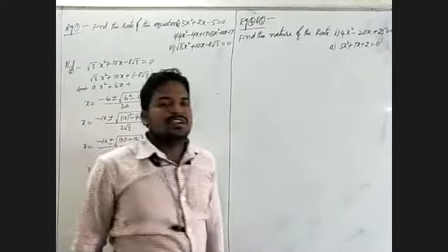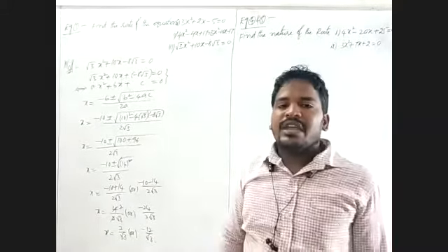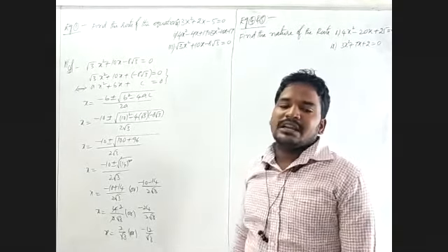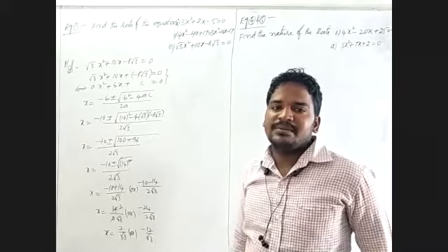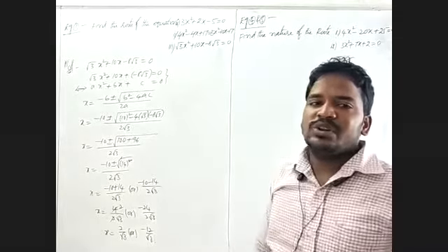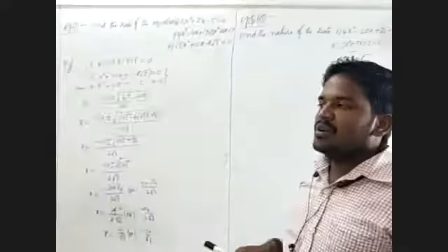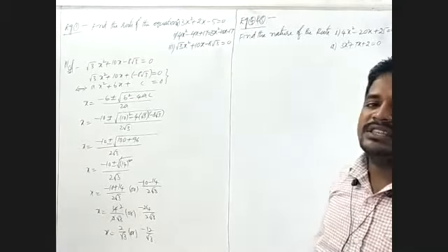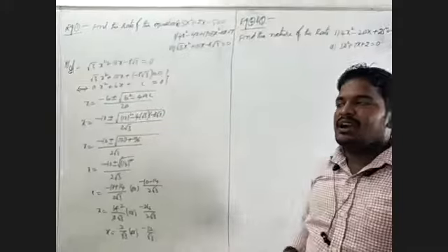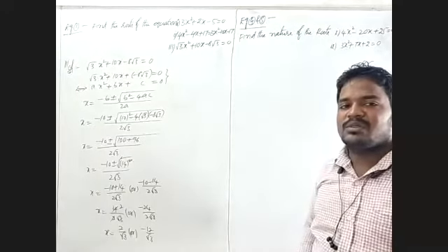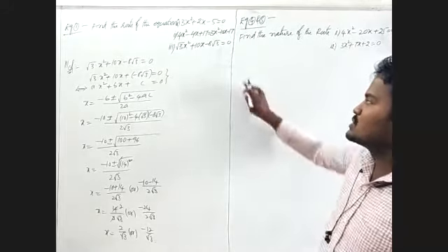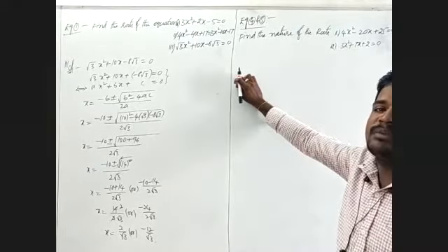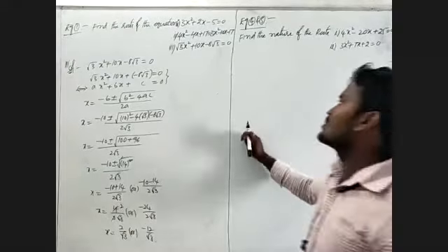In the previous class I told you about the discriminant. If ax² + bx + c = 0 is a quadratic equation, then delta = b² - 4ac is called the discriminant. The nature of roots has three conditions. First, delta greater than 0 means the roots are real and distinct. After that, delta equal to 0 means the roots are real and equal. Third, delta less than 0 means no real roots, or imaginary roots, or complex conjugate roots.